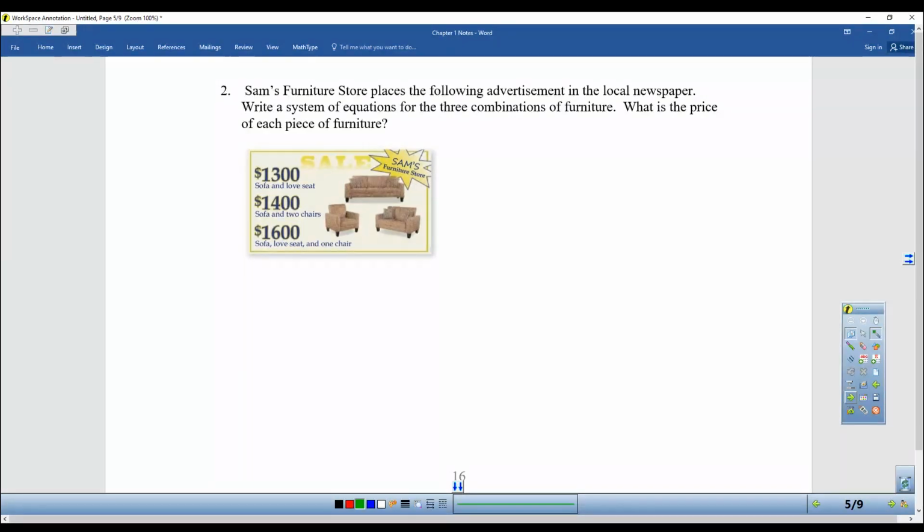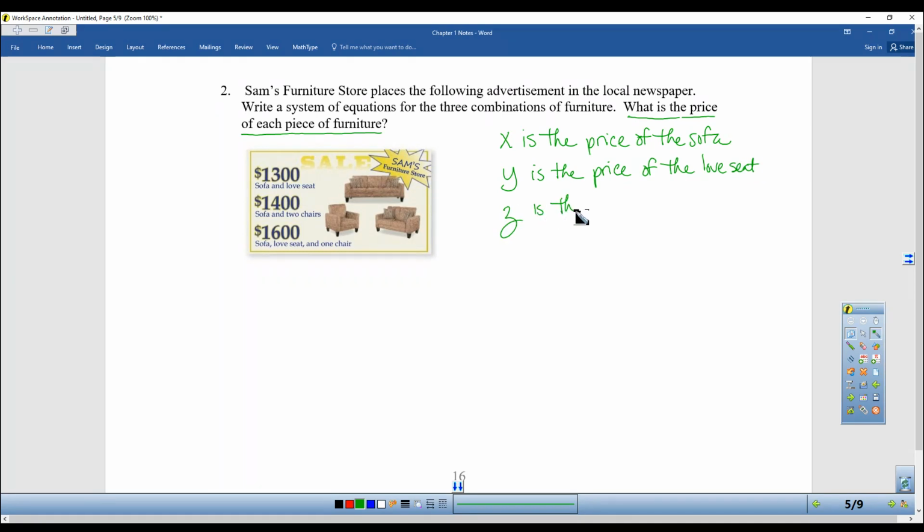What is the price of each piece of furniture? So when you're trying to define your variables, the last sentence often gives you a great way to define them. What is the price for each piece of furniture? So X is the price of the sofa. See how it's actually answering the question? X is the price of the sofa. Y is the price of the love seat. It can be any of them. I could do chair or love seat, but I feel like I'm just getting smaller. And Z is the price of the chair.